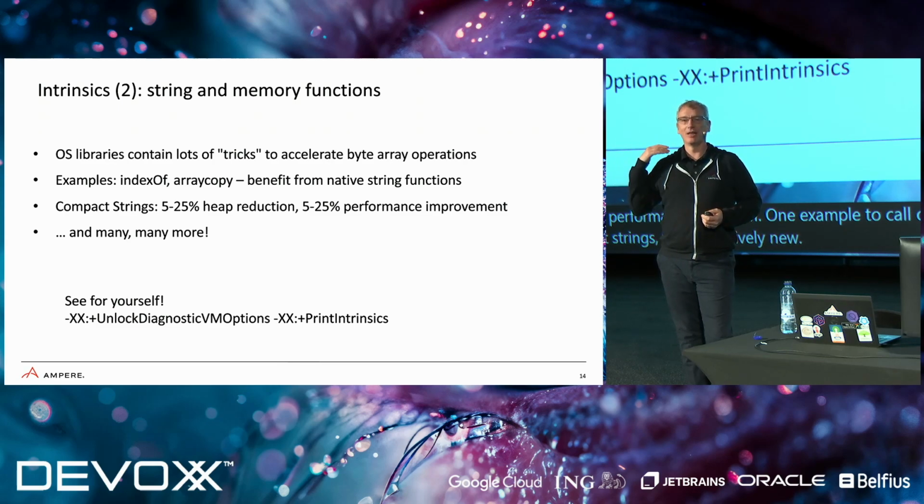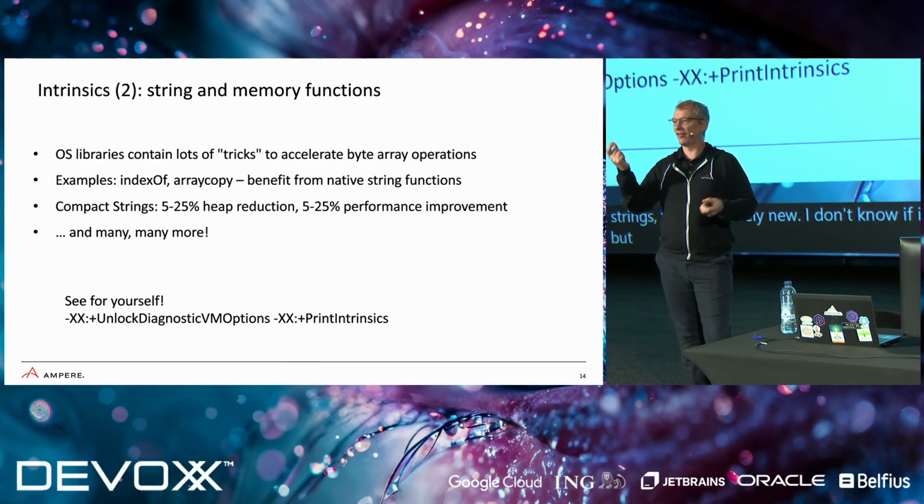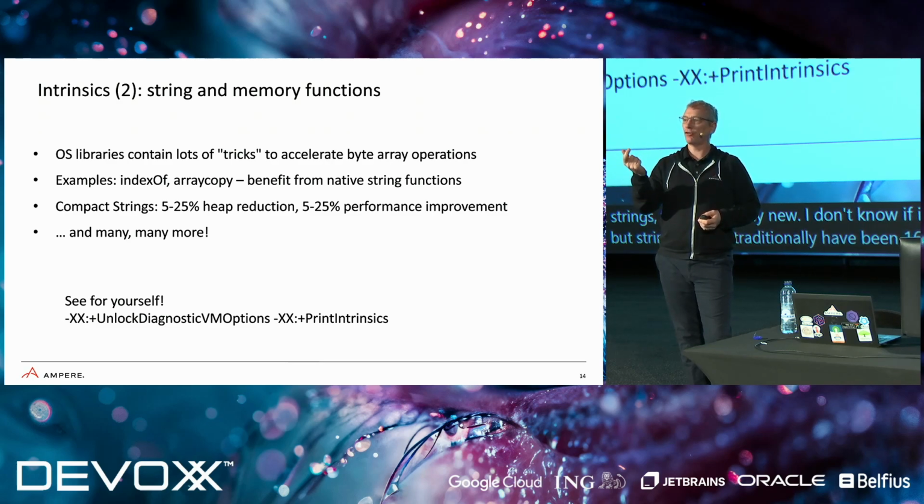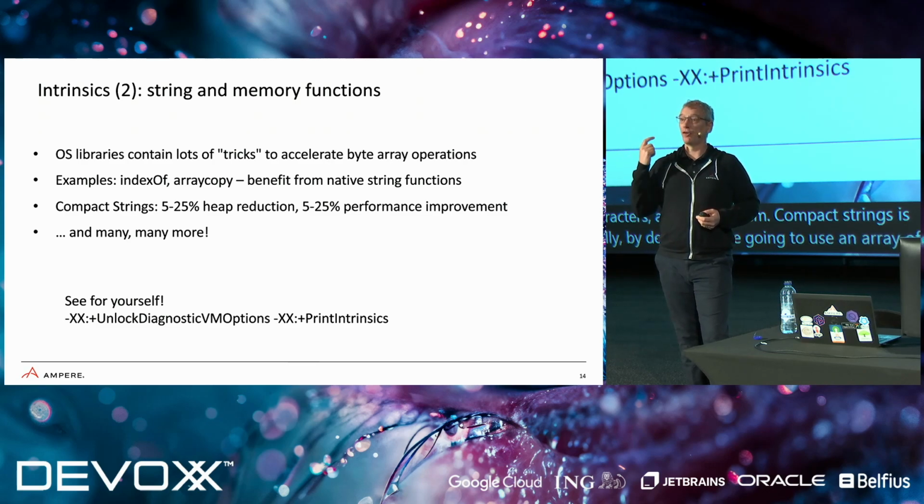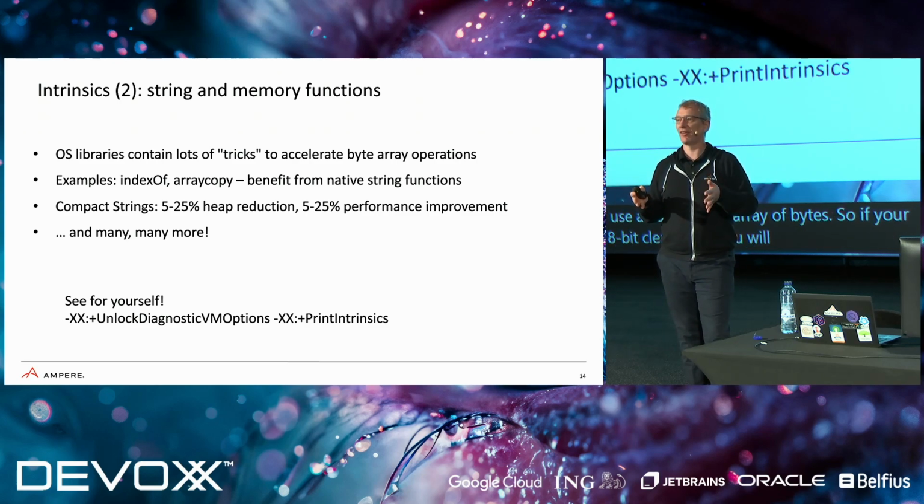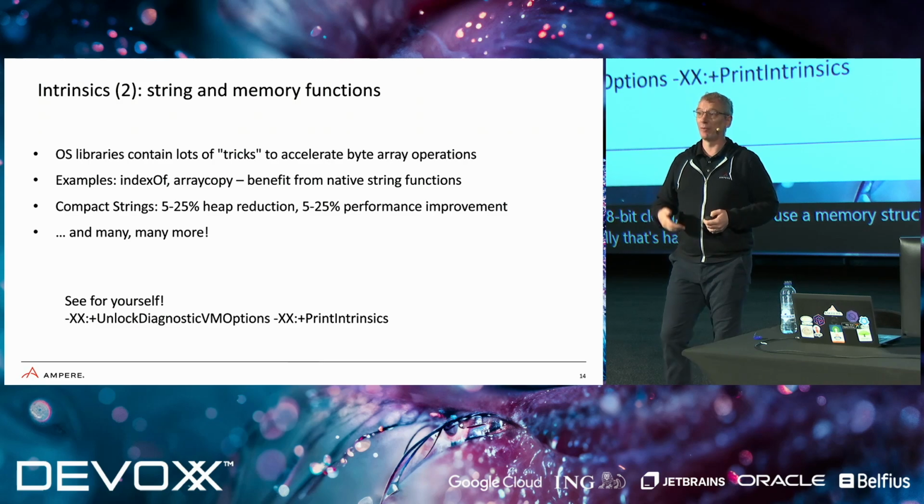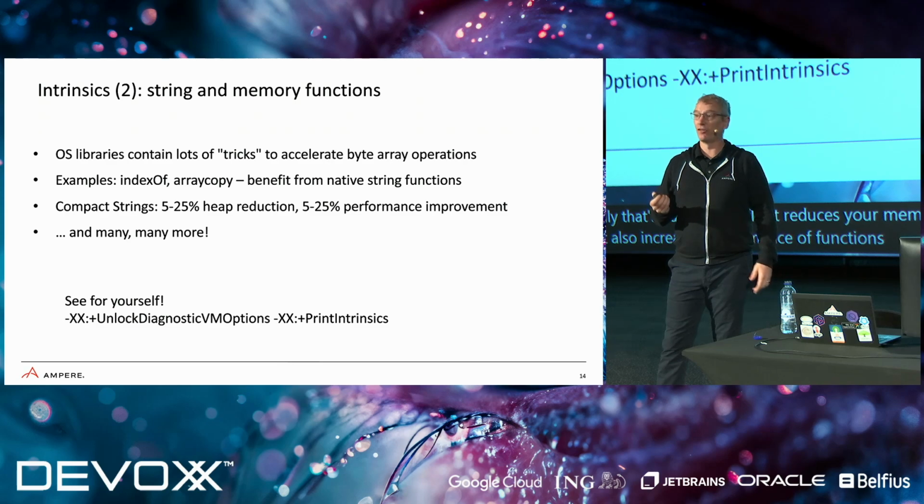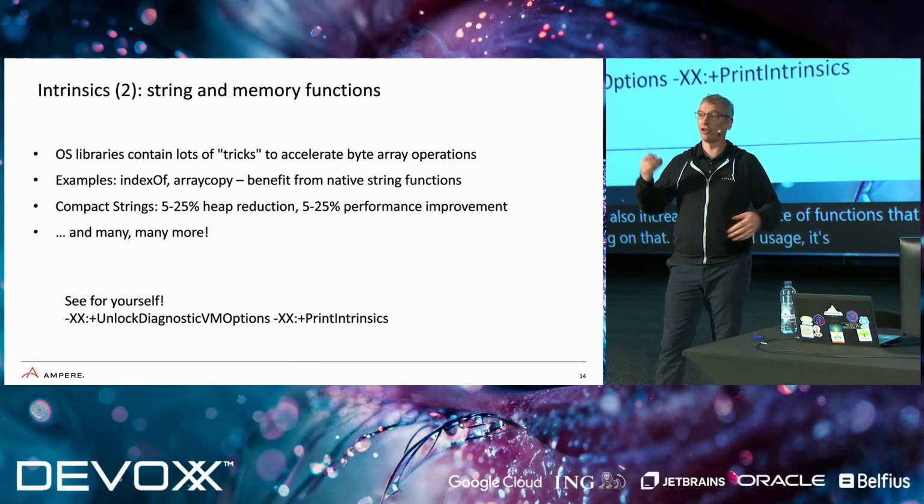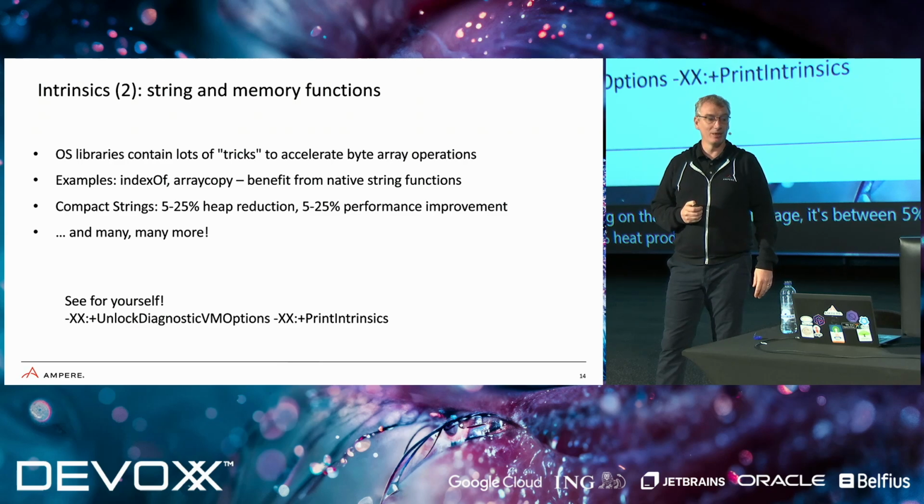Strings in Java traditionally have been arrays of 16-bit characters. Compact strings is essentially, by default, you're going to use an array of bytes. So if your string is 8-bit clean, then you will use a memory structure that's half the size. That reduces your memory usage. It also increases performance of functions that are operating on that. So in typical usage, it's between a 5 and 25% heap reduction and a 5 to 25% performance improvement. But that's just one example, and there are many, many more.